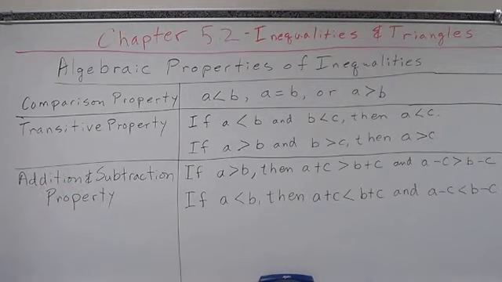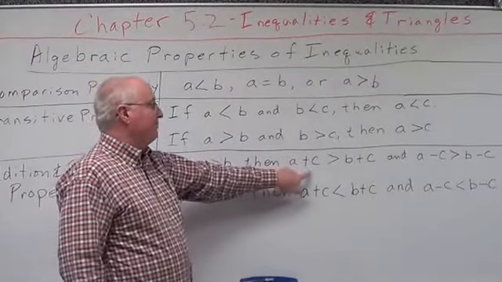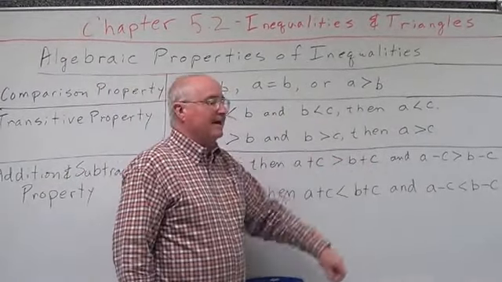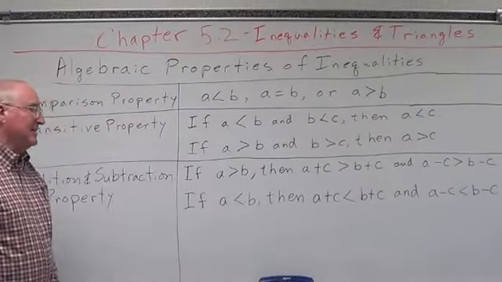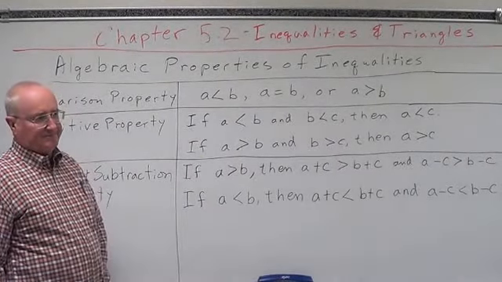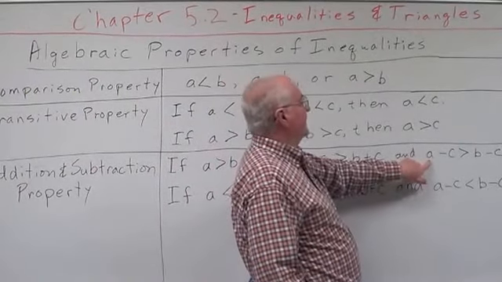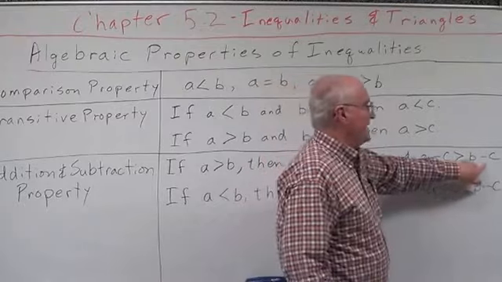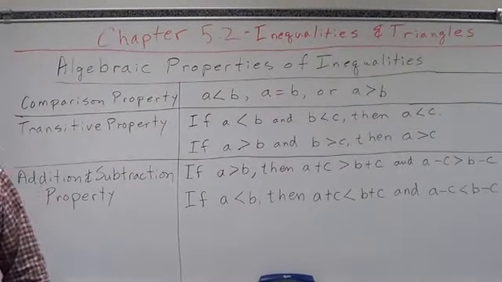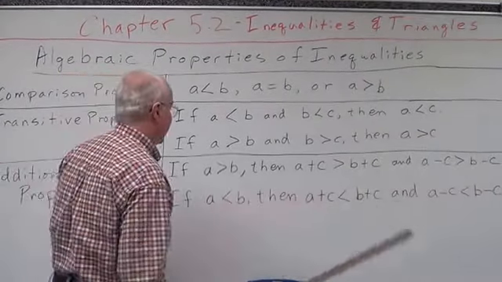Also, the addition and subtraction properties hold. If a is greater than b, then a plus c is greater than b plus c. All we're doing is adding a constant to both sides. We add the same thing to both sides. We have not changed the inequality values or the relationships. And a minus c is greater than b minus c. Nor have we changed the inequality values when we subtract a constant from both sides.